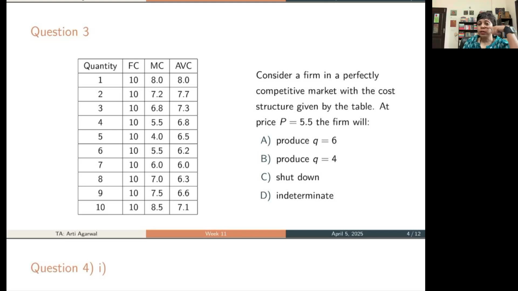The question is asking, if the market price is equal to 5.5, what will the firm do? The firm will produce at Q is equal to 6 or 4, or will it shut down, or is the answer indeterminate in this question? So based on whatever we have discussed right now, I want you to give it a little bit of thought, and then we'll discuss what happens.